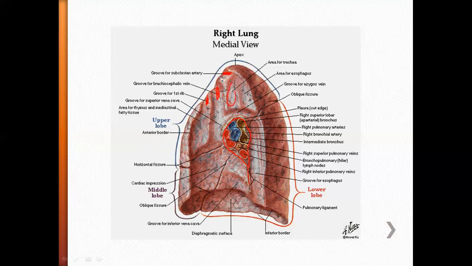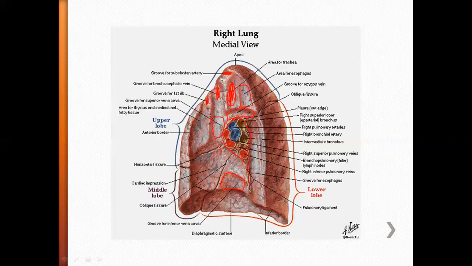Next one. Here you can see one space, one area, that is called the trachea area. The trachea will be related to this particular part, and this part is for the esophagus. Then here, this groove is very nicely visible, right? That one is the azygous vein groove. And here again one groove is clearly visible. This is the groove for the superior vena cava. Just go down, and at this particular point, this is the groove for the inferior vena cava.